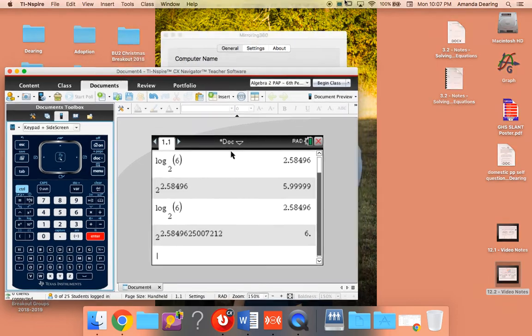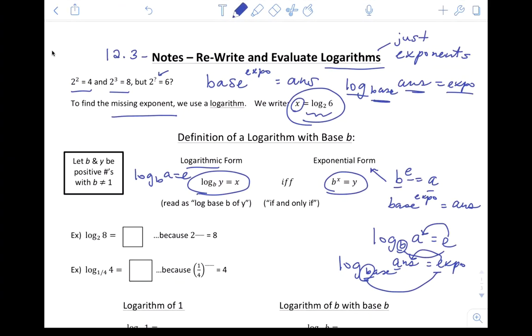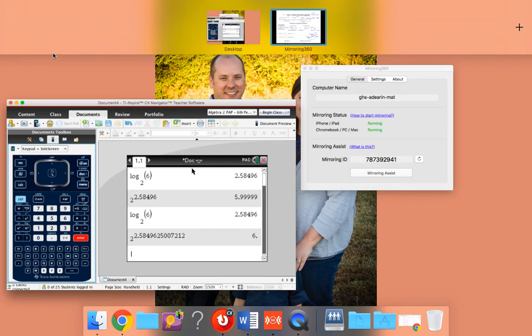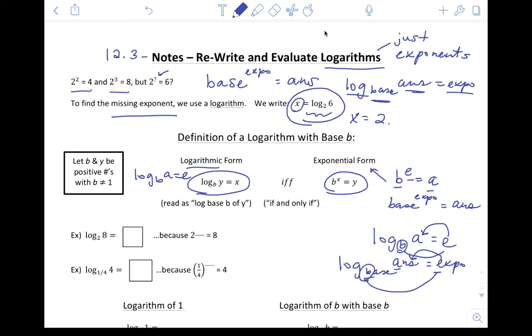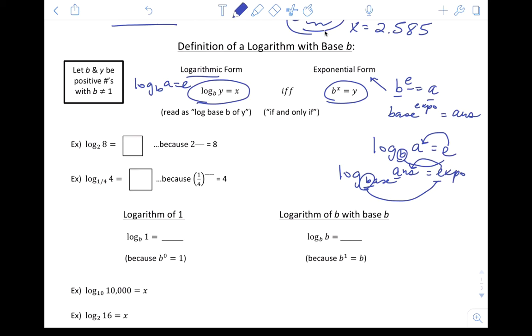Okay, moving forward. So our answer, our logarithm, our exponent was 2.58496. So 2.585 is plenty. Okay. All right, so then how do we do this?